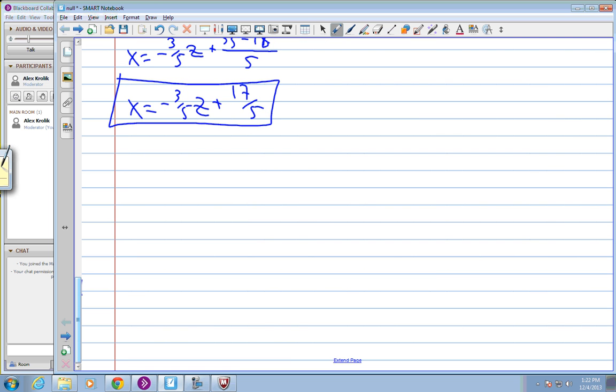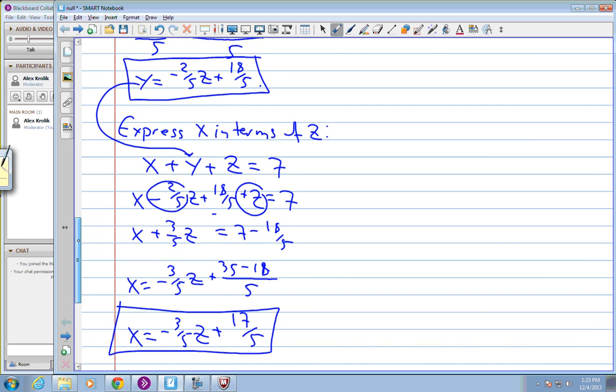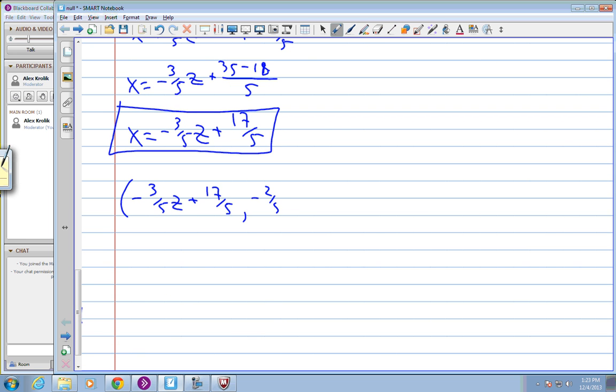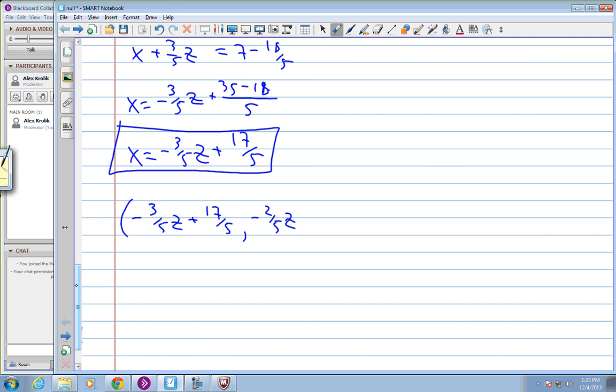So my general solution to this would be x equals this, so negative 3/5 z plus 17/5. y equals that, negative 2/5 z plus 18/5. And z is z, since we were solving for everything in terms of z. So any point that satisfies these conditions will solve that system. So that's why we call it a dependent system, because it depends on the value of one of the variables.